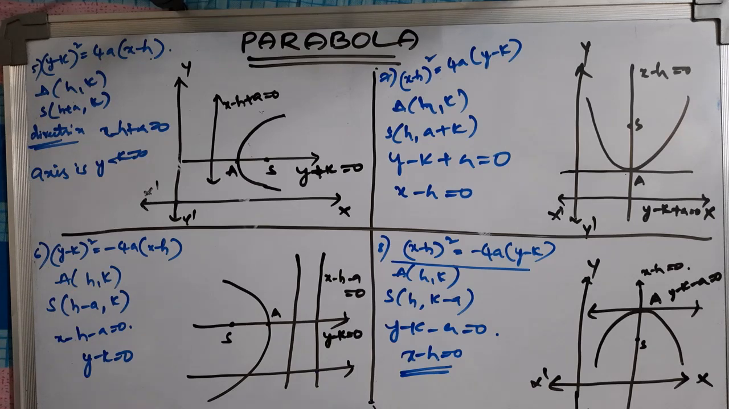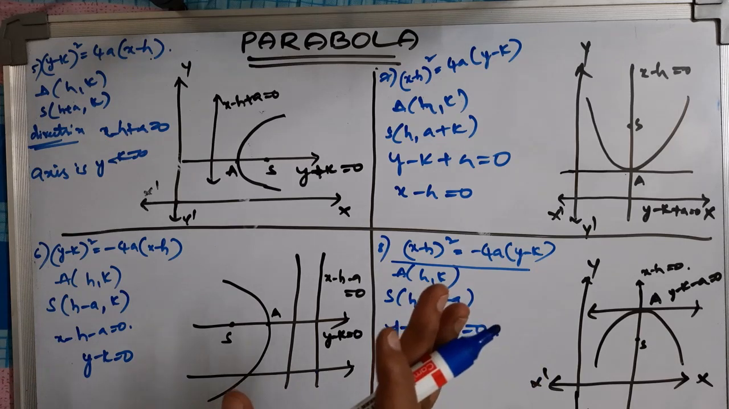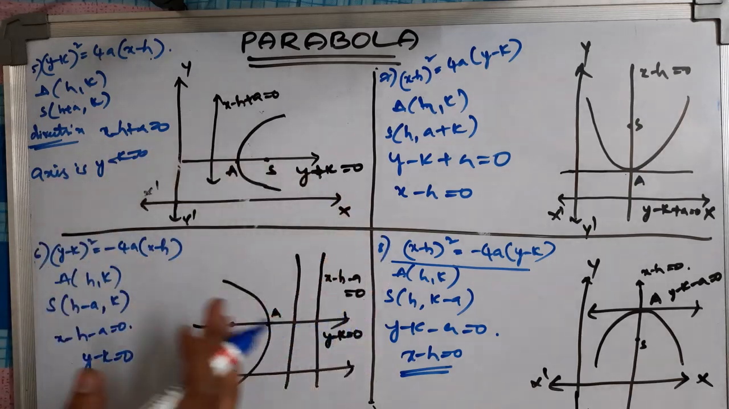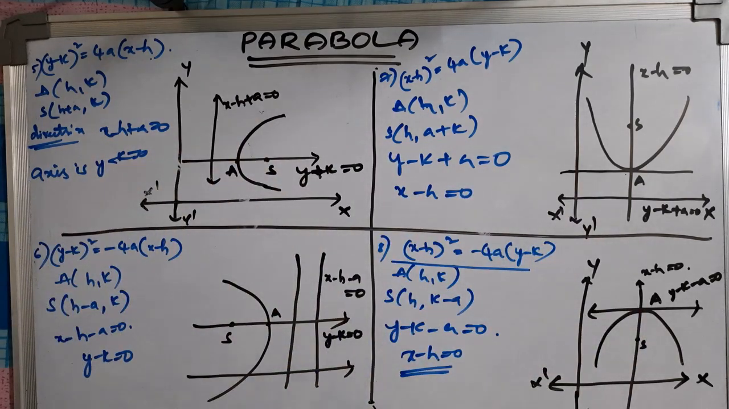So these eight are the different types of parabola: whenever the equations are given as y square equals 4ax, y square equals minus 4ax, x square equals 4ay, x square equals minus 4ay, and whenever the origin is shifted, these four other types are present.